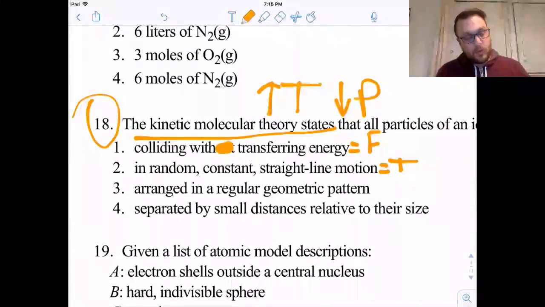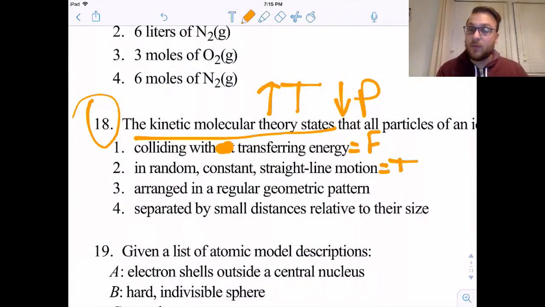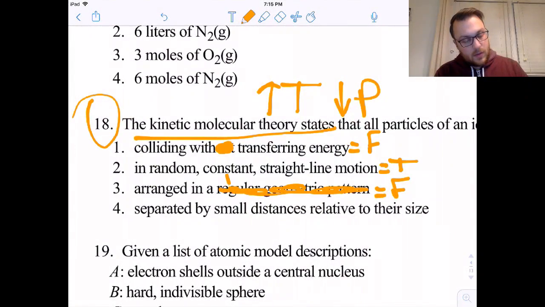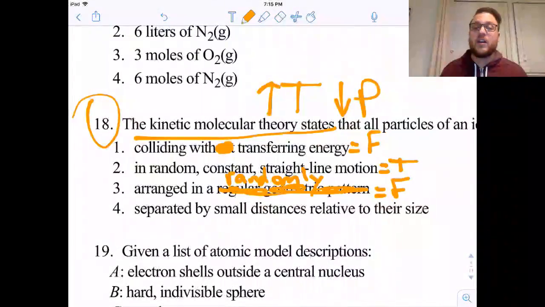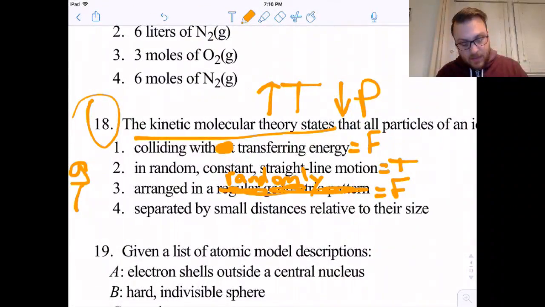Two is true because they move in random, constant, straight line motion. Three is false. Three describes a solid. They're not arranged in any regular patterns. They're arranged randomly, so you can't really predict their arrangement. They fill the container. Again, this is about a gas.